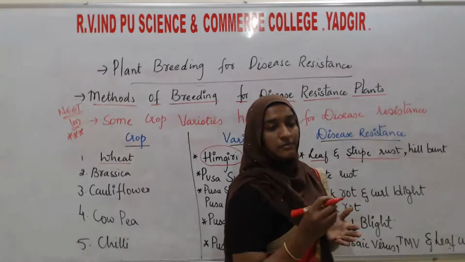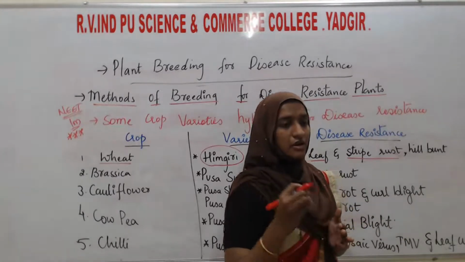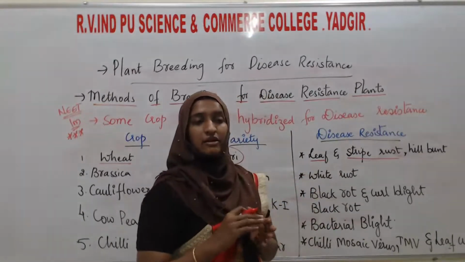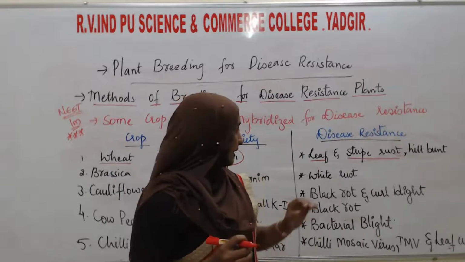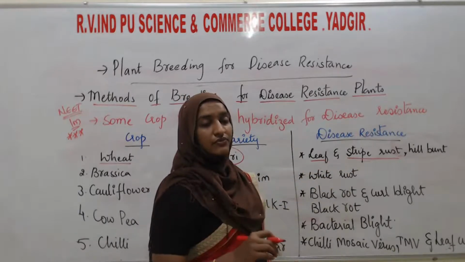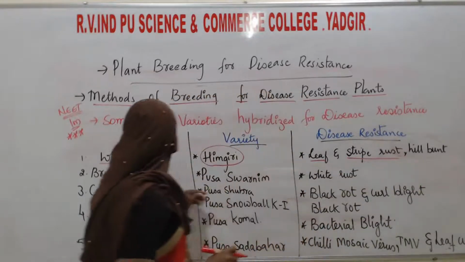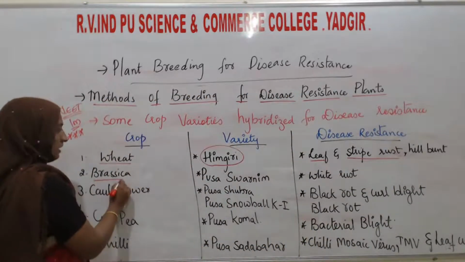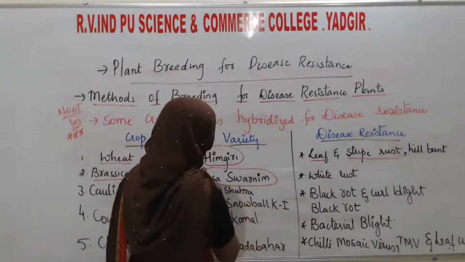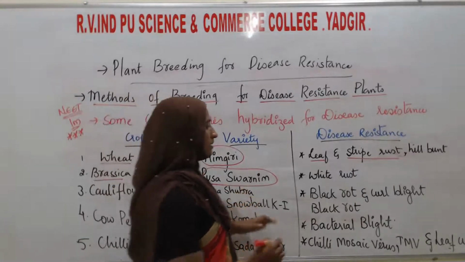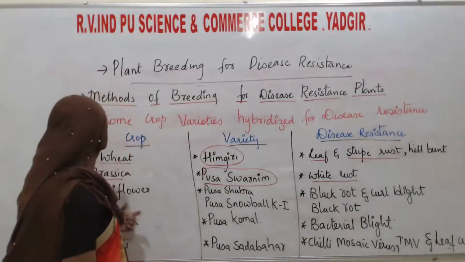On the leaf there will be some rust, brown color rust, as you can see on metals how the rust is going to occur, like that on the leaves of the wheat. There will be some rust. Okay, that rust will cause the disease, which is one of the fungal infections. And the next, hill bund. The next, come to the second point, that is the brassica. In brassica, which is a new variety, means Pusa swarnim. What is it? Pusa swarnim, and it is the white rust. That is also one of the fungal infections.